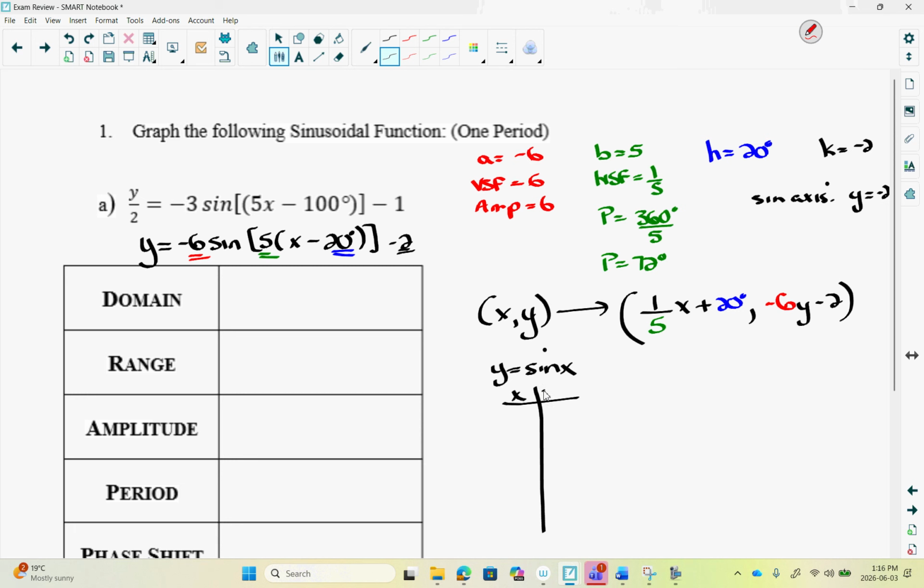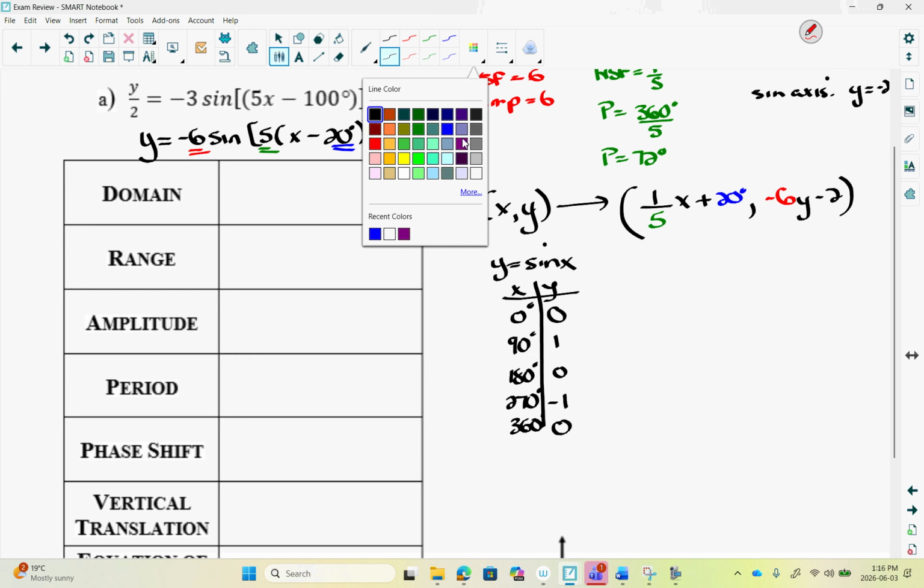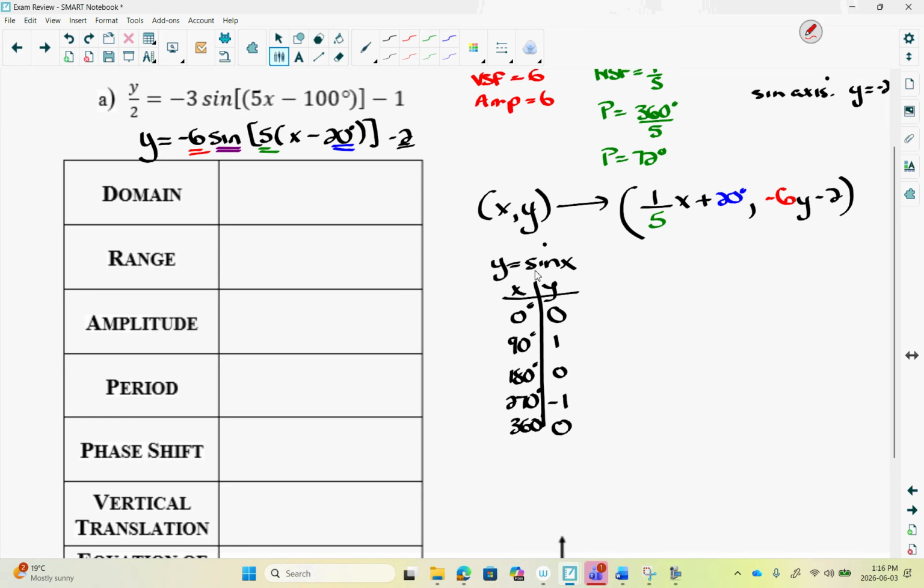It's in degrees, right? So I'll go 0, 90, 180, 270, and 360. These are all in degrees. Anyone remember what the sine of 0 is? The sine of 90 is 1, the sine of 180 is 0, the sine of 270 is negative 1, and the sine of 360 degrees is 0. Those are your key points for a sine curve. How did I know it was a sine curve? Look, it says sine right there.